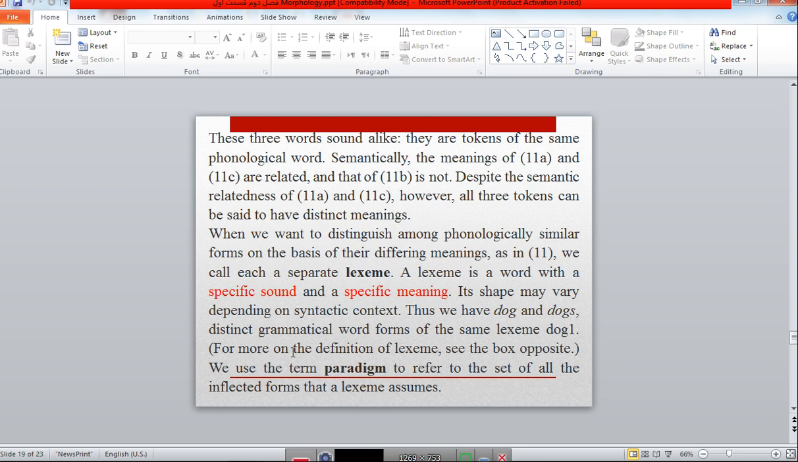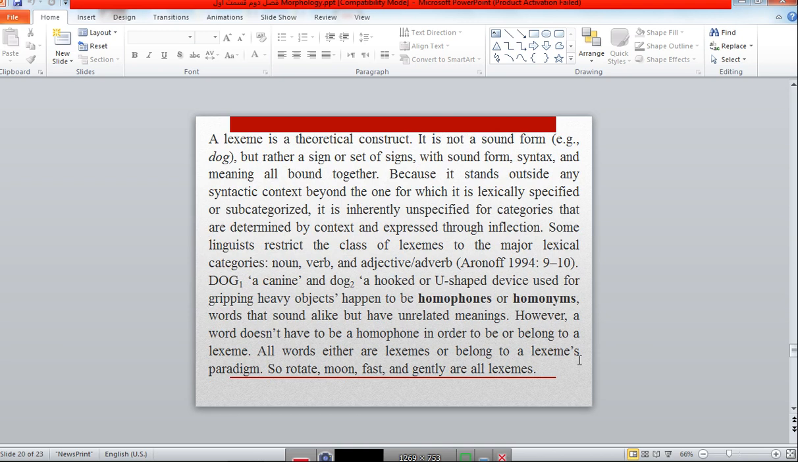Some linguists restrict the class of lexeme to the major lexical categories like noun, verb, adjective, adverb. So, for example, dog, a canine, and dog, a hooked or U-shaped device used for gripping heavy objects, happen to be homophones. Their sounds are the same, so we call them homophones or homonyms. Words that sound alike but have unrelated meanings. This is the definition of homonyms or homophones.